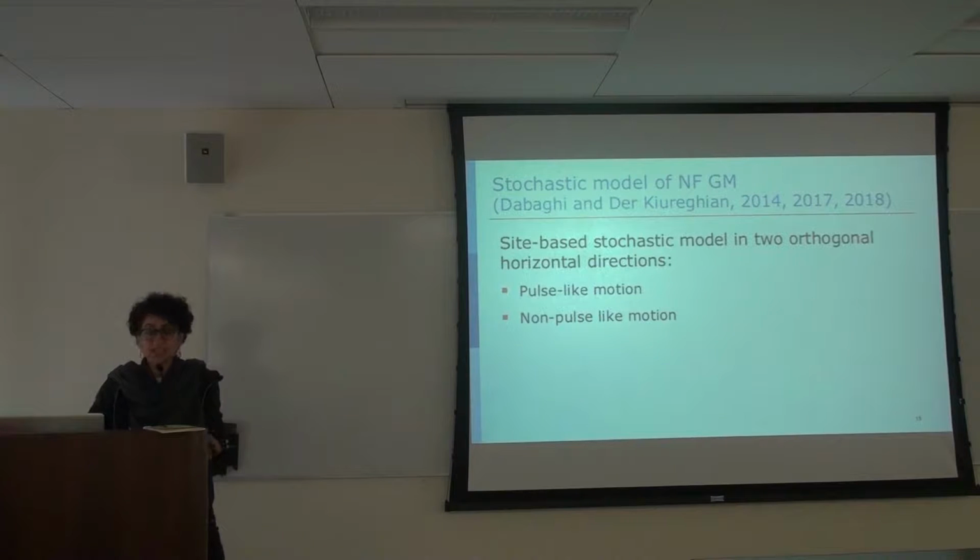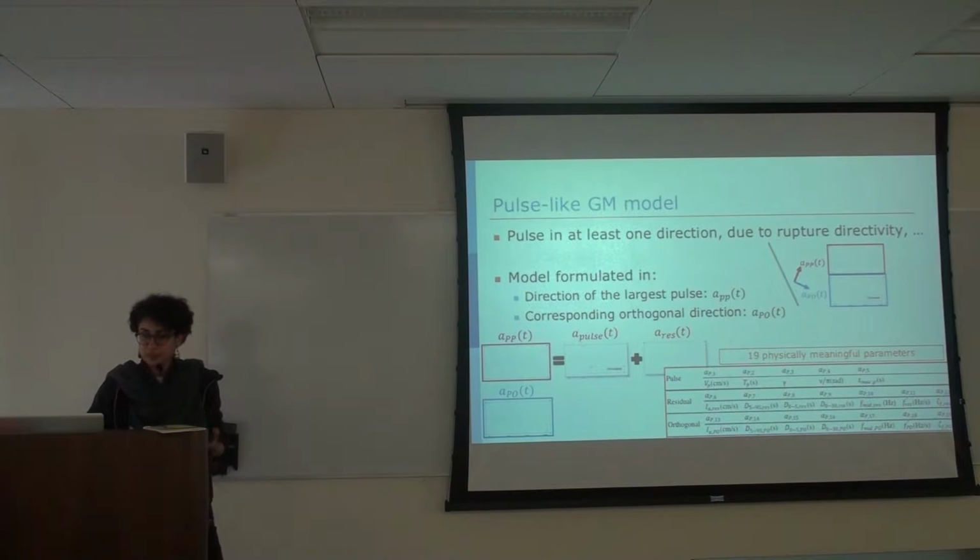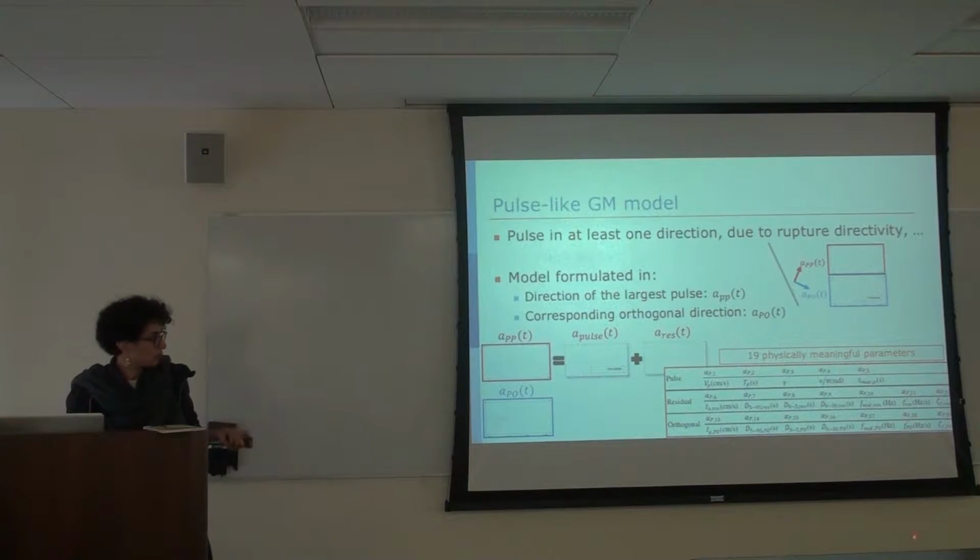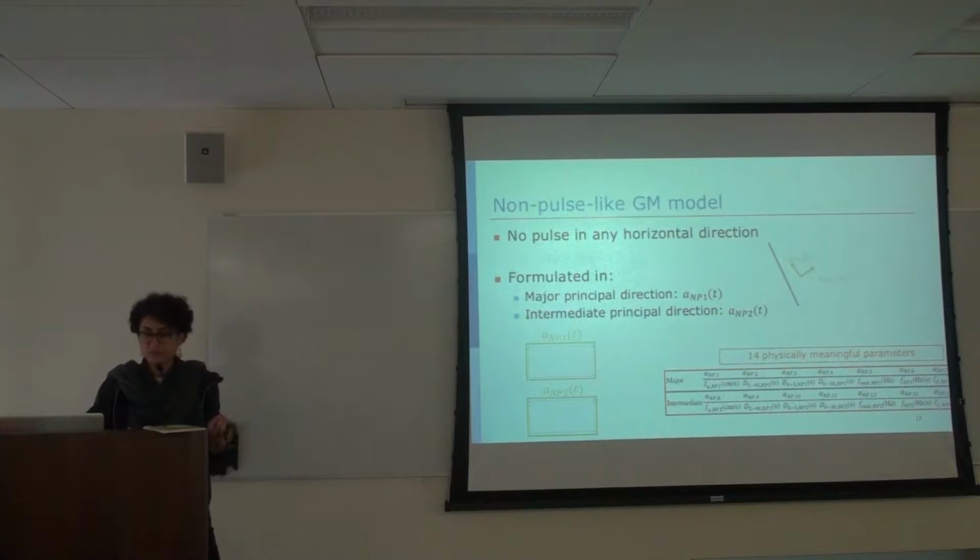Our existing model is a site-based stochastic model in two orthogonal directions, and it accounts for both pulse-like and non-pulse-like motions. The pulse-like ground motion model is in terms of 19 physically meaningful parameters that consist of both intensity parameters, such as RMS intensity, pulse amplitude, duration parameters, and frequency content parameters. So they're able to capture the most important physical characteristics of a ground motion. Similarly, for non-pulse-like motions, we model them using a model in terms of 14 physically meaningful parameters.